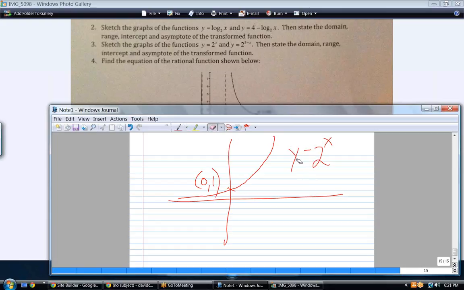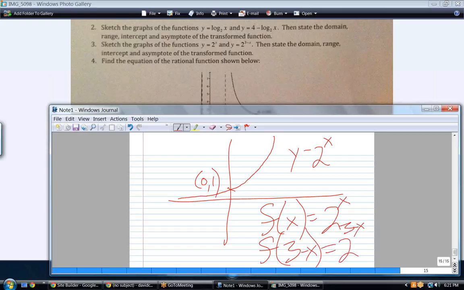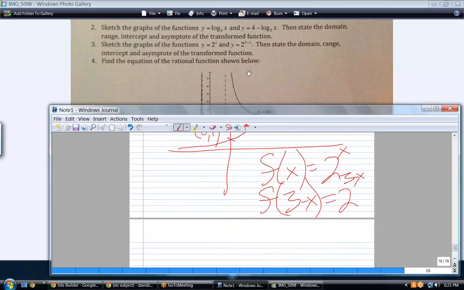If I wanted a vertical stretch, I would stick the 3 out in front, like that. In this case, what I'm actually plotting, if I say f of x is equal to 2 to the x, well, what is this? That's f of 3 minus x, which would be 2 to the 3 minus x. Sketching its graph, the other way I can write this, I'll call this y, because this is the transformed one.